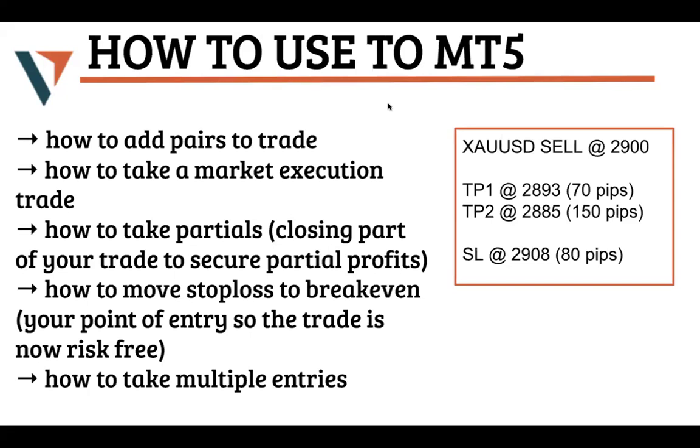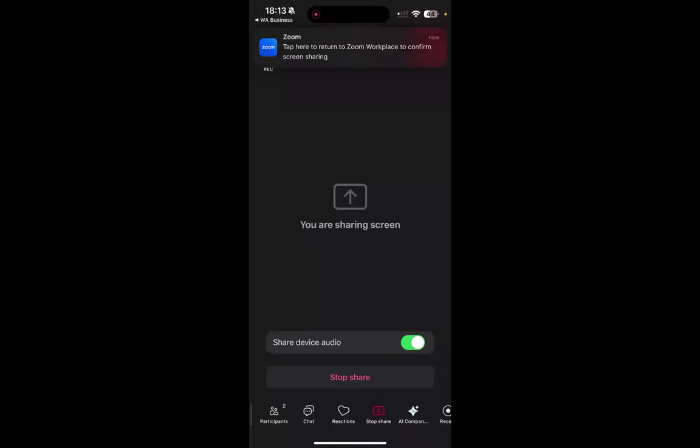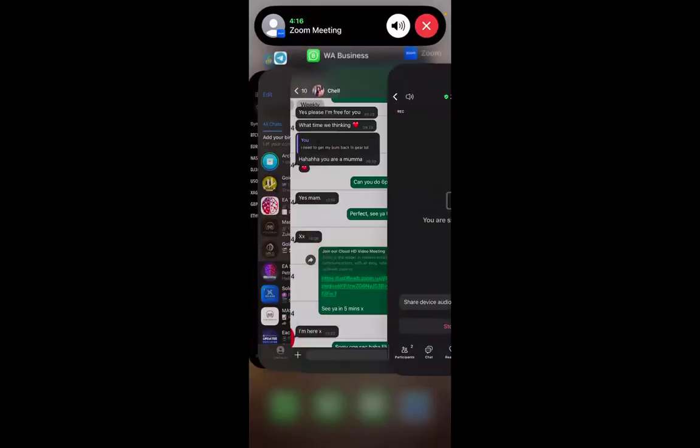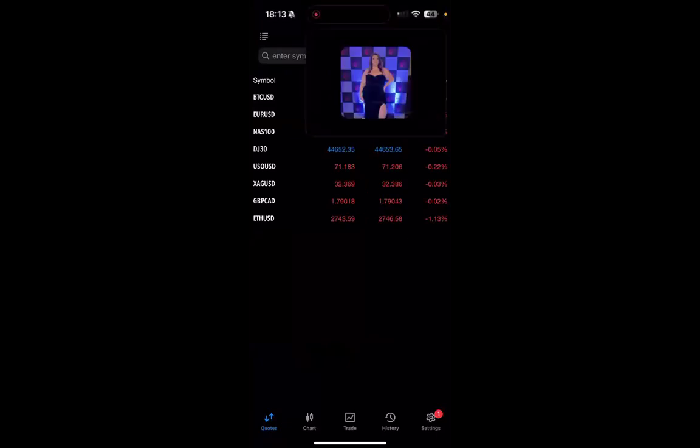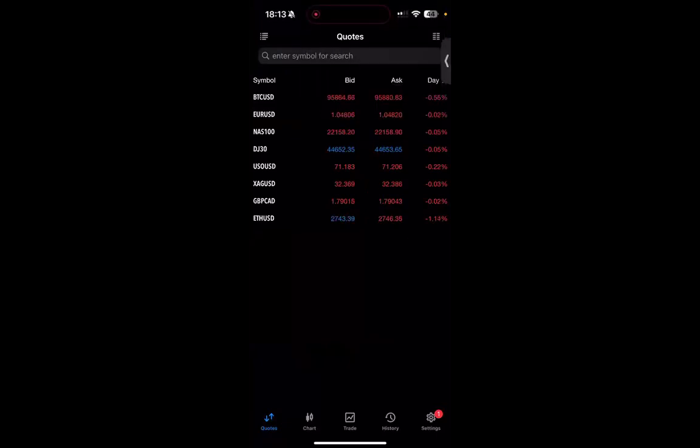So you are going to see my screen pop up here in a second. I've done it on my phone because that is where most people are going to be taking trades. You are going to be taking trades on your phone, okay, your MetaTrader 5. So you can actually see my screen now. This is called the quotes page. So this is where any pair you are wanting to trade, you will come here first.